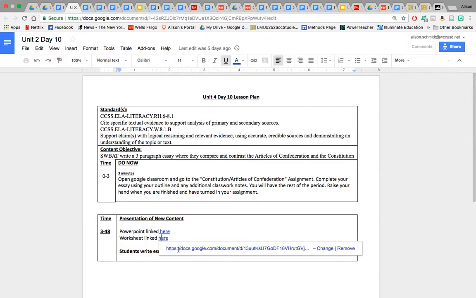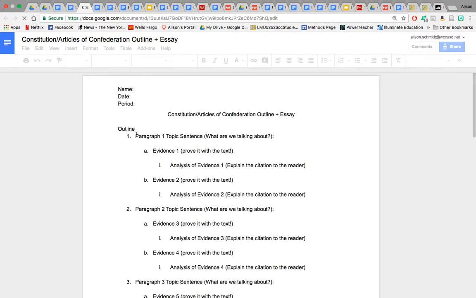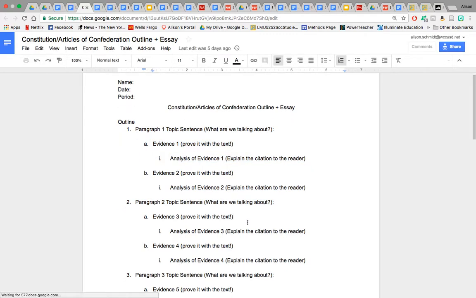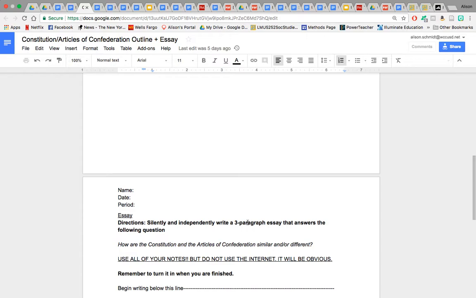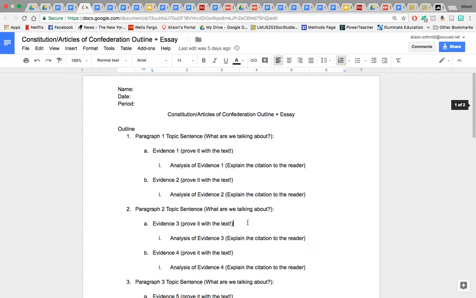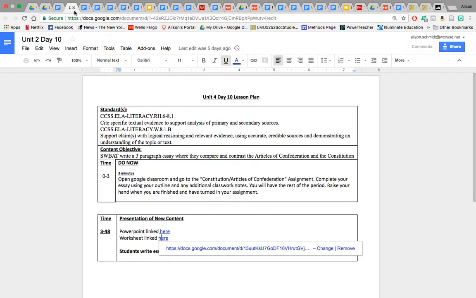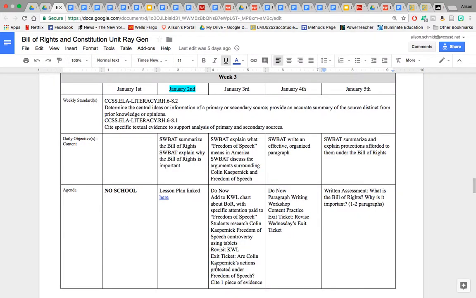Here's the worksheet. The day before they write the essay, they're going to fill out this outline, which needed to be edited so that it's more kid-friendly, and it was edited to make it more kid-friendly. And then here, this is where you write. Basically they're going to fill all of this out as a class. We're going to review it, talk about why it's important, and then they'll move on.